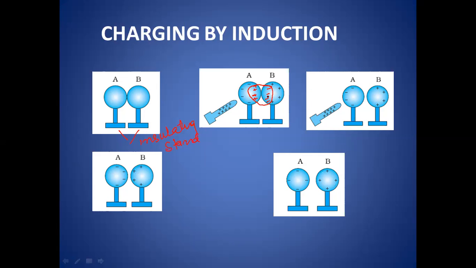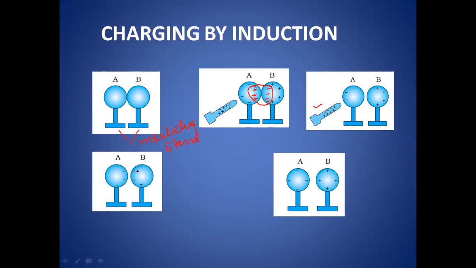Now this sphere is separated out, not for a long distance, but for a small distance. So negative charge is here and positive charge is here. Finally, this source of charge is removed.